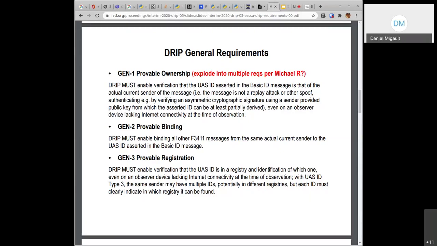And the other thing, so maybe that was a lack of UAS context, but I found that specific. I mean, I don't understand why we said the current sender of the message.